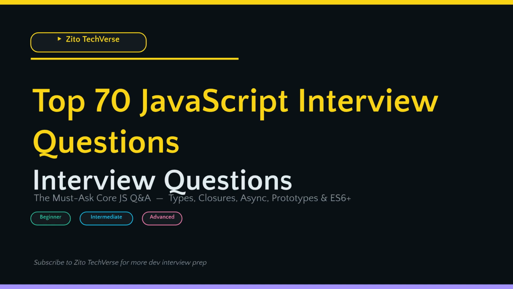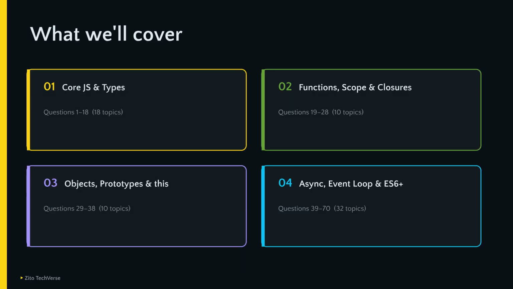In this video, we're covering the top 70 must-ask JavaScript interview questions. We'll start with core concepts and types, move through functions, scope, and closures, then explore objects and prototypes, and finish with async JavaScript and modern ES6 features. Let's begin. Here's our roadmap.